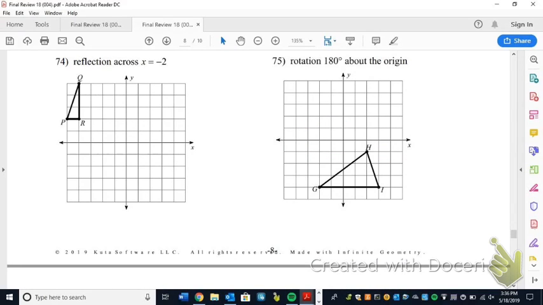Okay, so 75, rotation 180 degrees about the origin. When we do something 180 degrees through the origin, that means there's a straight line, and the pre-image point and the image point are equidistant from the origin. So this is how we do that. We take H, we draw a line through the origin that connects to H. We then count up and over, up 1 over 2. Repeat, up 1 over 2. And that's H prime. Same thing with G. We're going to count up 4 over 3 to get G prime. We then count another up 4 over 3.